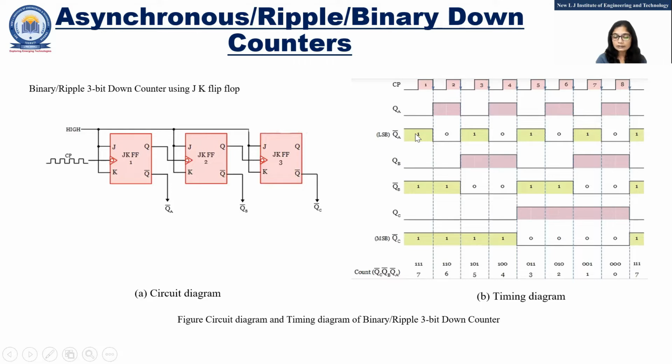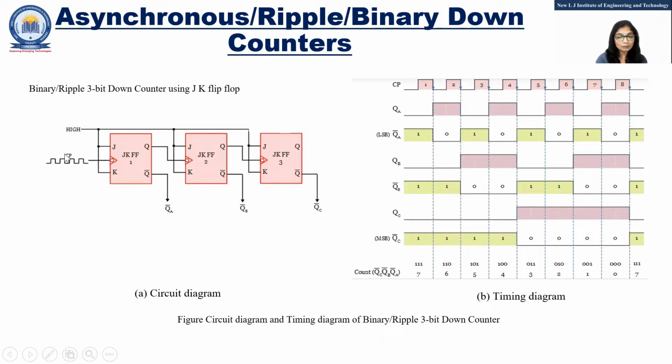So counting will start from 1, 1, 1. The next count will be 0, 1, 1, which means 6. Then 1, 0, 1, that is 5, and like this. So 7, 6, 5, 4, 3, 2, 1, 0. Then again it will start from 7. So this is a 3-bit down counter.